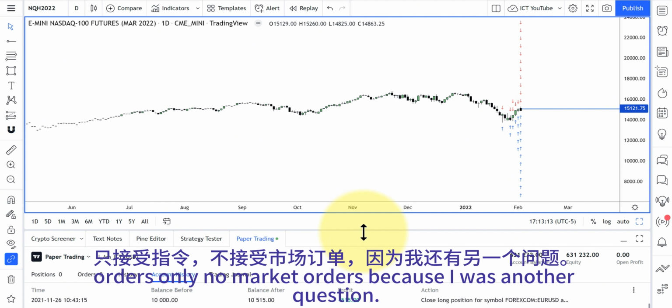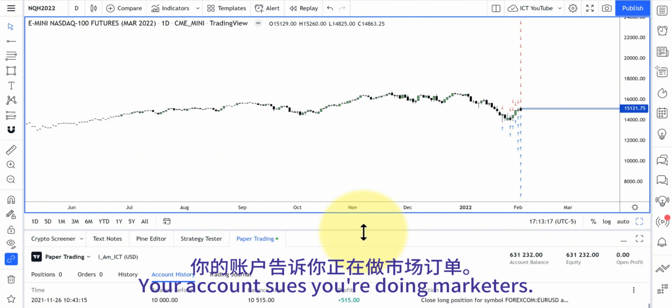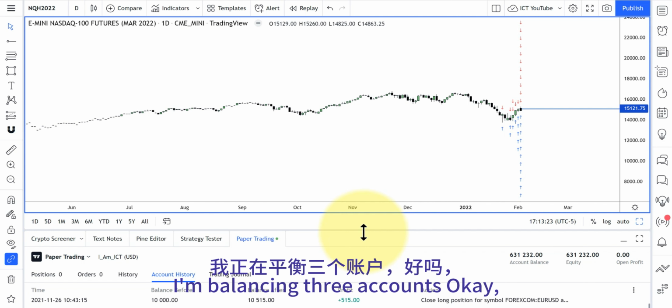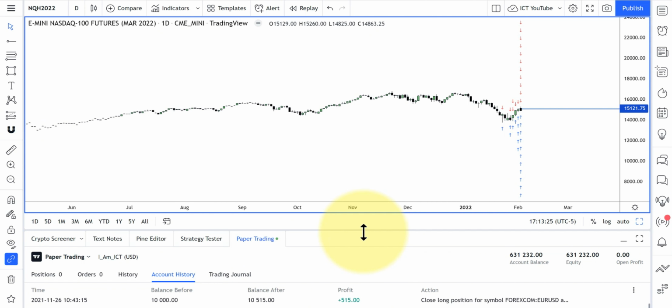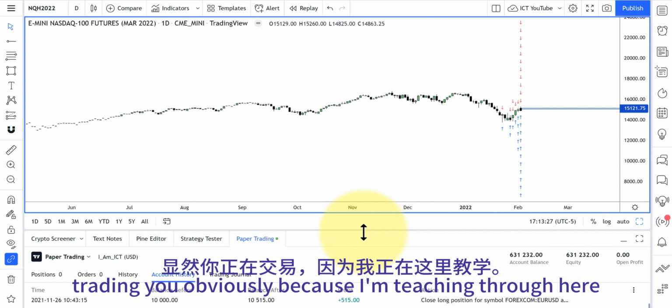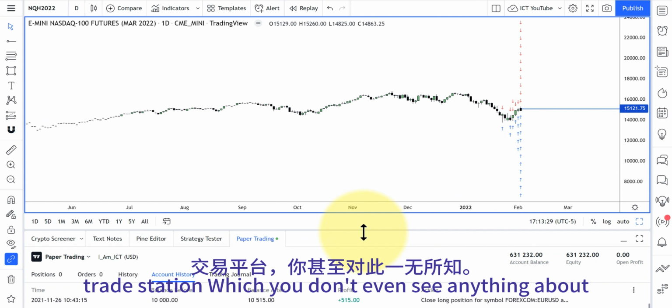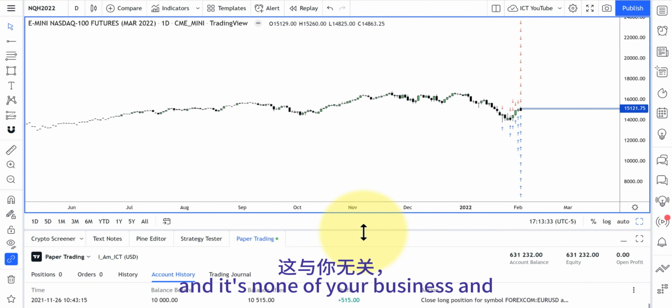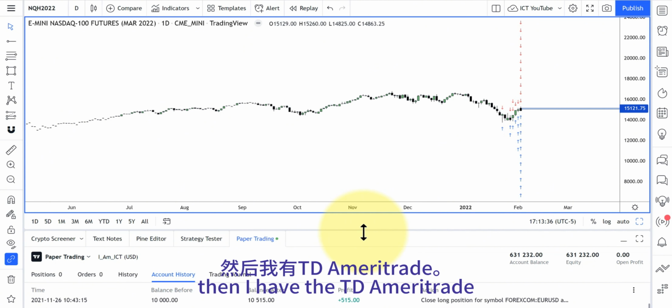Limit orders only, no market orders, because that was another question I got. Your account shows you're doing market orders. Well, I said I was only doing market orders. I'm balancing 3 accounts. I'm looking at TradingView, obviously, because I'm teaching through here. TradeStation, which you don't even see anything about, and it's none of your business. And then I have the TD Ameritrade.